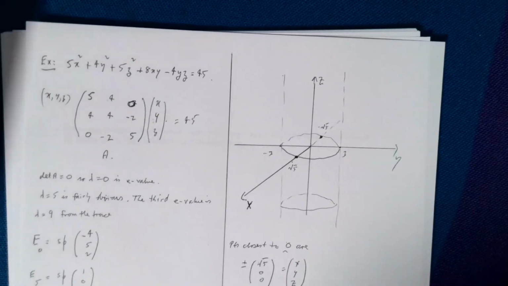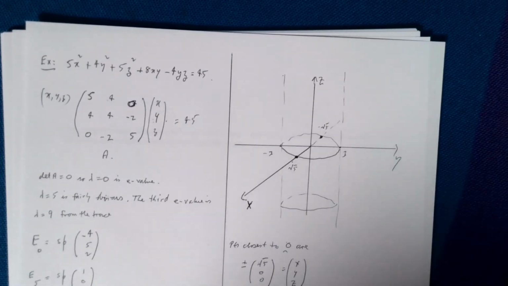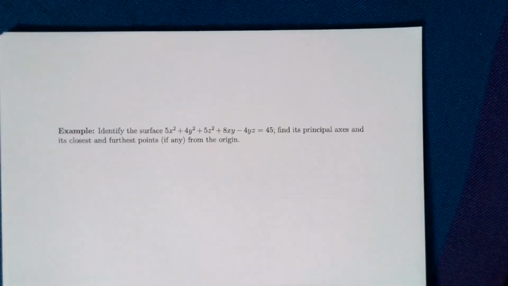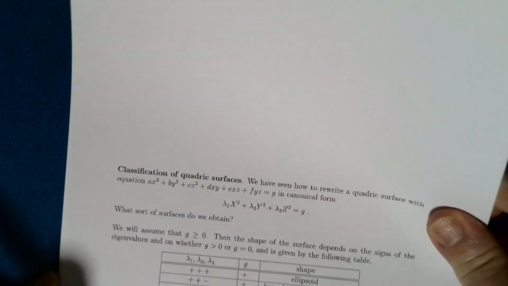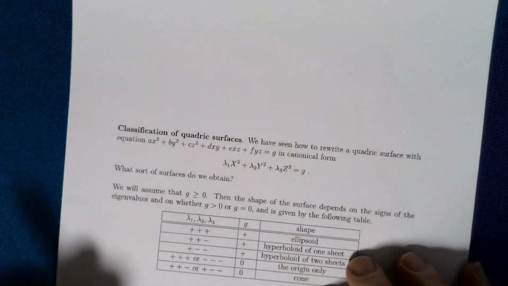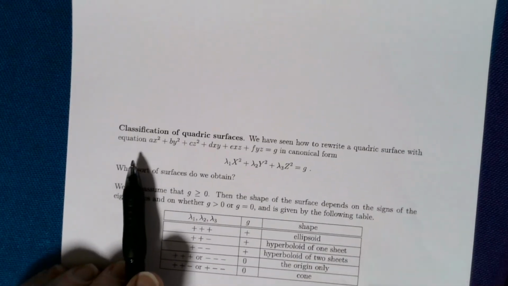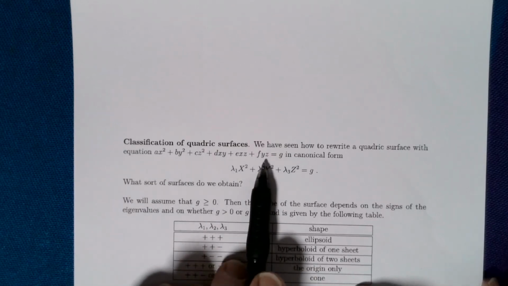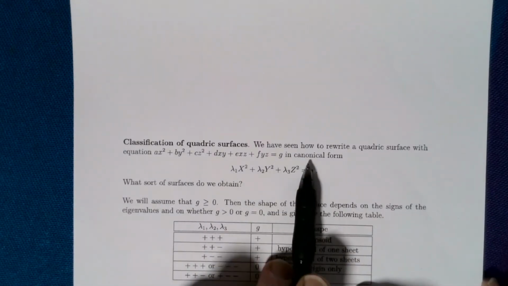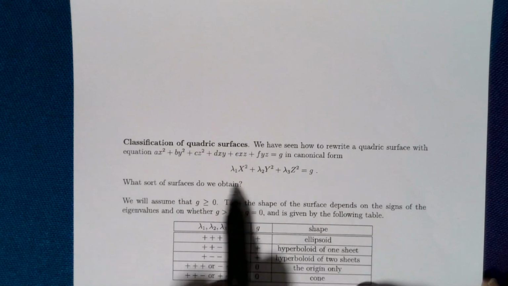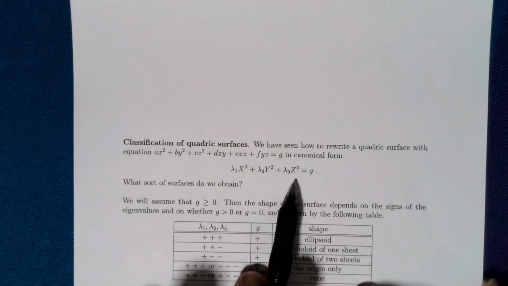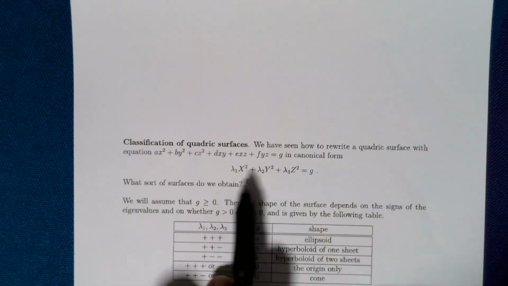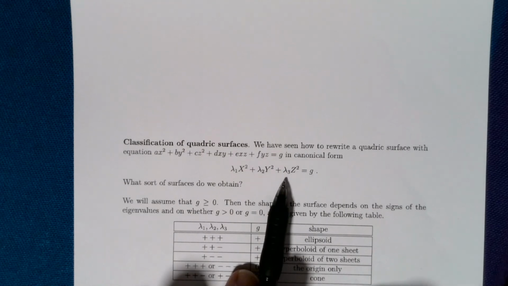Now, we can classify some of these quadric surfaces. So we talk about the classification. We've seen that we can write one of these quadric surfaces in this shape. We can put it into what's called canonical form, or standard form, which simply has an X, a Y and a Z, and of course the lambda 1, lambda 2, lambda 3 are the eigenvalues of the symmetric matrix.